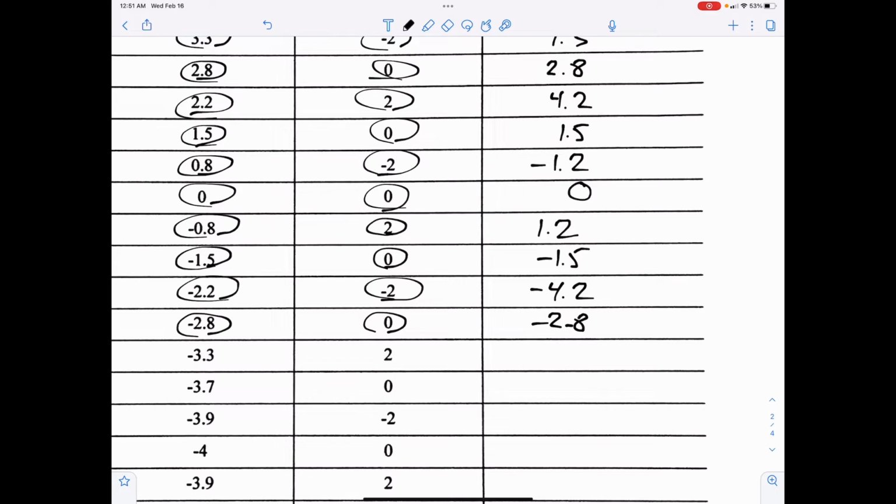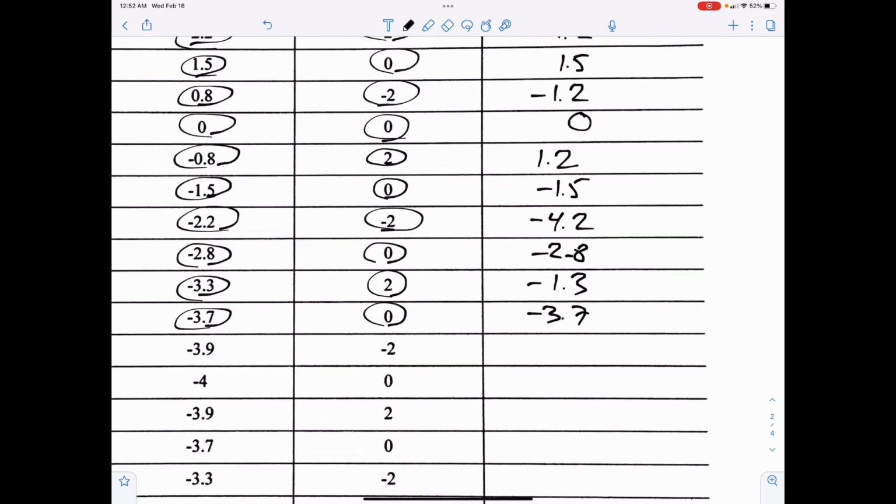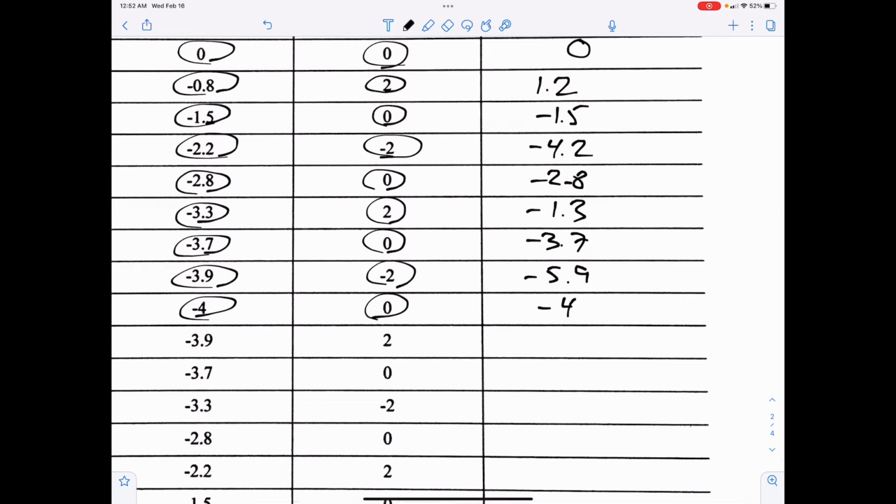Negative 3.3 plus 2, right? That's negative 1.3. Negative 3.7 plus 0 is negative 3.7. Okay, and then negative 3.9 minus 2, that's going to be negative 5.9. Negative 4 plus 0 is negative 4. Negative 3.9 plus 2 is negative 1.9. Negative 3.7 plus 0 is negative 3.7.